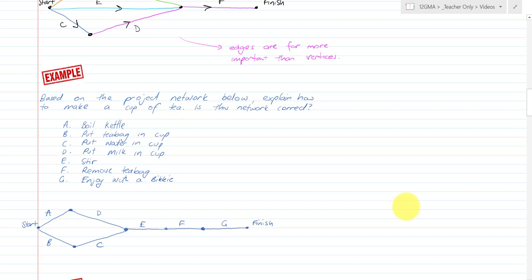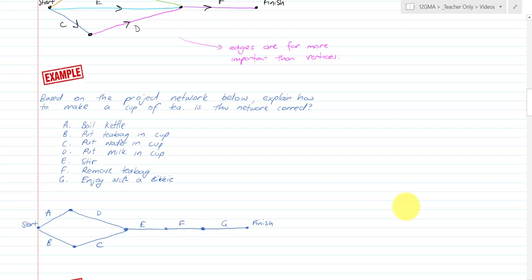So I have to do A or B first, I'm saying. Could I put the water in the cup? Not until I boil the kettle. Could I put the milk in the cup? I could, but I would argue that you'd want to put the tea bag and water in there first. So let's say no. Could I stir first? Well, it doesn't make much sense. I suppose I could, but it doesn't make sense. Can I remove the tea bag? Well, I haven't put it in yet. So yeah, A and B have to happen first.